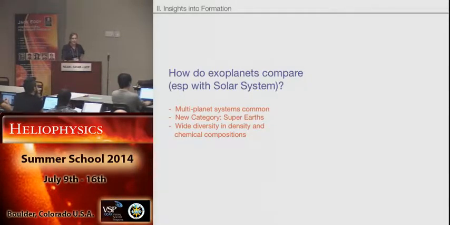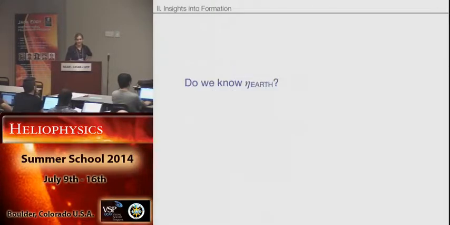Okay, so how do exoplanets compare with the solar system? Multiplanet systems are common, same as the solar system. There are new categories of planets like super Earths that we don't have here. There's a wide diversity in density and in chemical compositions that we don't see here.